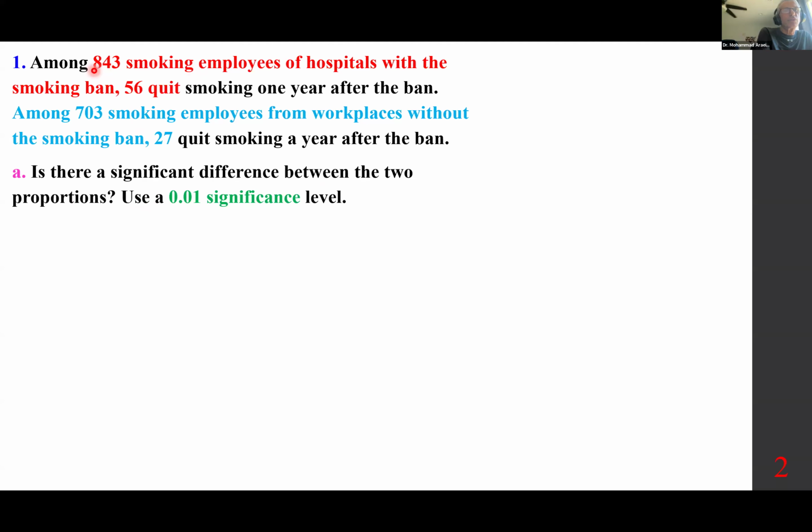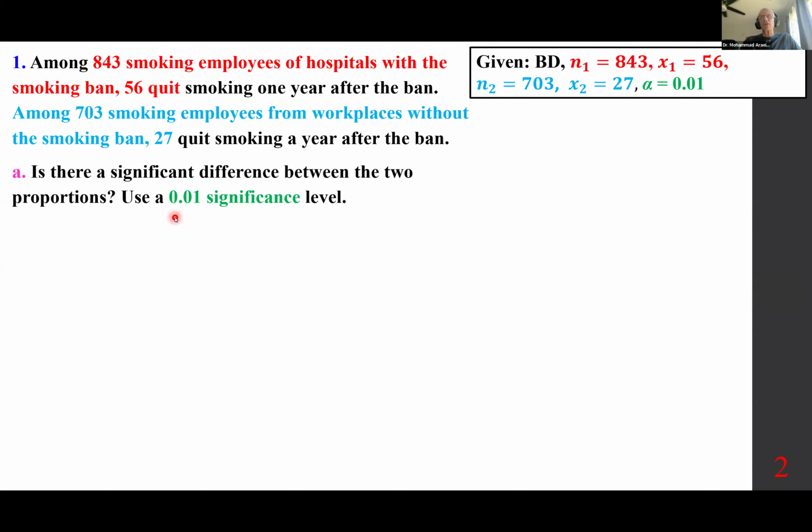So 843 and 56. What are they? If we go with the first group being this one, N1 is 843, X sub 1 is 56. The second group, N2 is 703, X sub 2 is 27, alpha is 0.01. So that's the given. We write the given. And now we're going to move on.